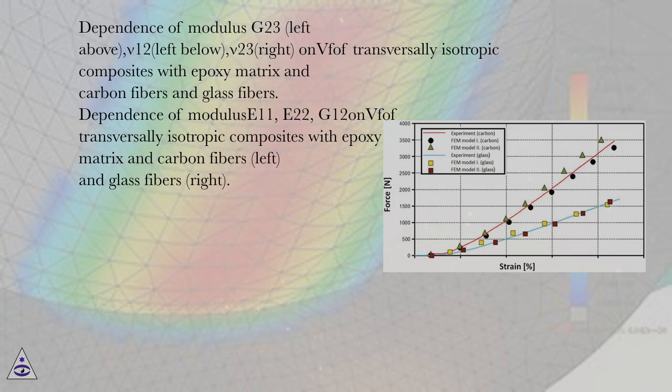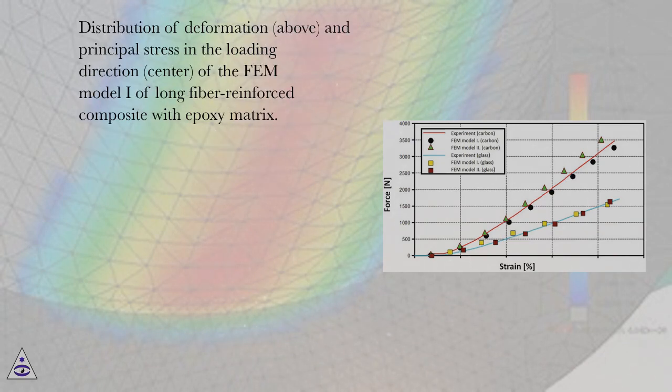Dependence of modulus G23, left above, nu 12, left below, nu 23, right, on FOF, transversely isotropic composites with epoxy matrix and carbon fibers and glass fibers. Dependence of modulus E11, E22, G12 on FOF, transversely isotropic composites with epoxy matrix and carbon fibers, left, and glass fibers, right. Distribution of deformation, above, and principal stress in the loading direction, center, of the FEM model 1 of long fiber reinforced composite with epoxy matrix.